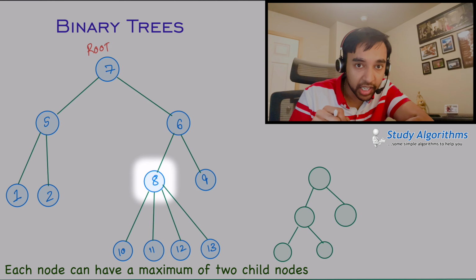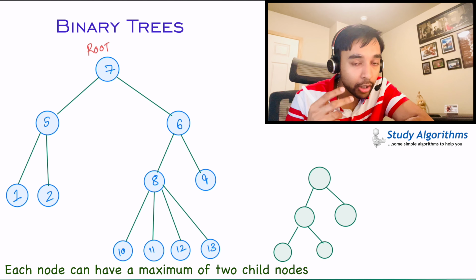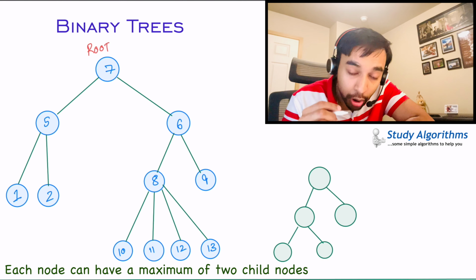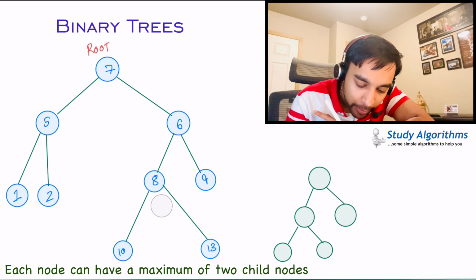If you look at node number 8, it has four child nodes, right? And binary tree only allows you two child nodes. So to make this a binary tree, you need to remove any of the two nodes. Let us say I remove these nodes 11 and 12.